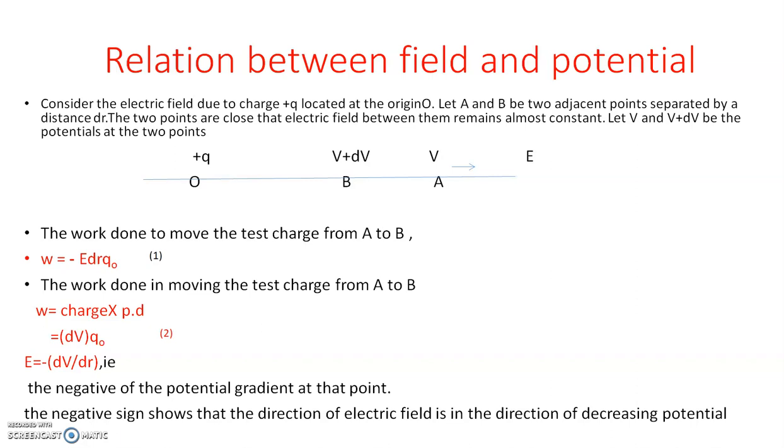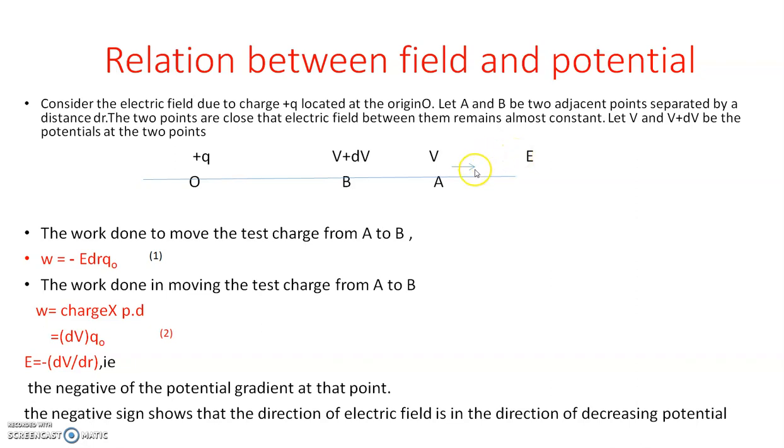So for that we are considering a positive charge +Q at O, and we are considering two points A and B in such a way that the separation between A and B is given as dr. A and B are very close, and the direction of electric field is shown, it is away from the charge.